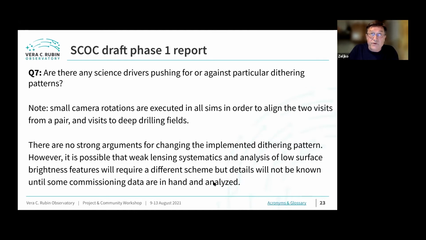We still don't have all the information, for example, about scattered light in the camera that might impact weak lensing systematics that are very small and are sensitive to such features. So we will have to revisit this question once we have commissioning data. But at least for now, we know that dithering is fundamentally important for the success of many science programs.